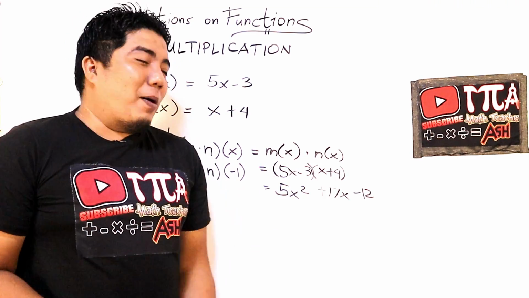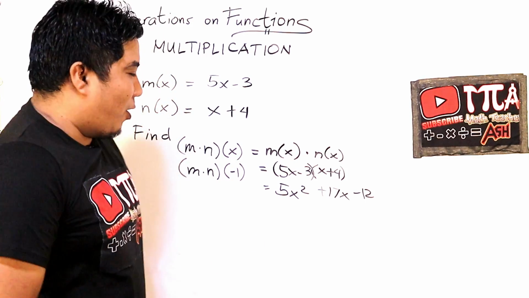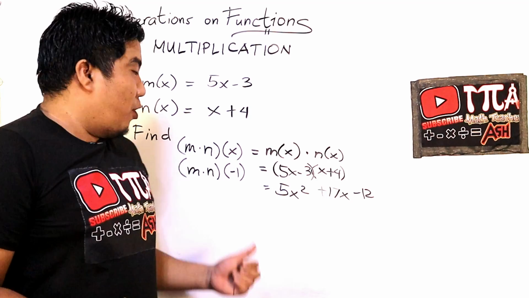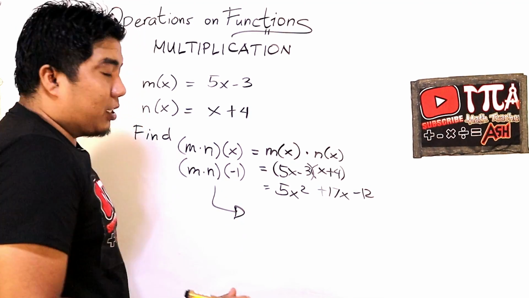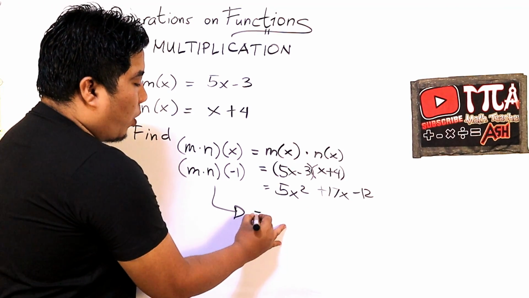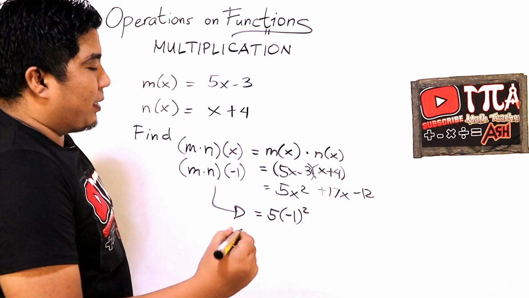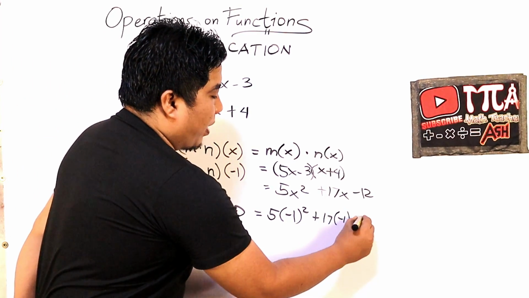Easy, right? How about, what is the value of the m times n of negative 1? Having this expression already as our function for the m times n of x, what we do is we just substitute the x by negative 1. So it goes like this: 5 times negative 1 squared plus 17 times negative 1 minus 12.